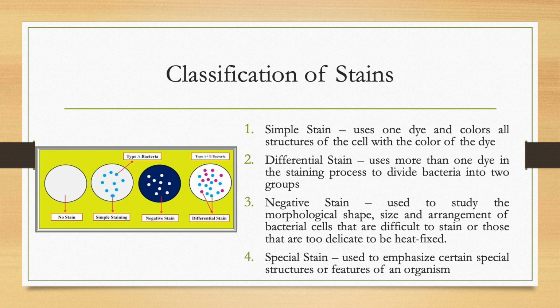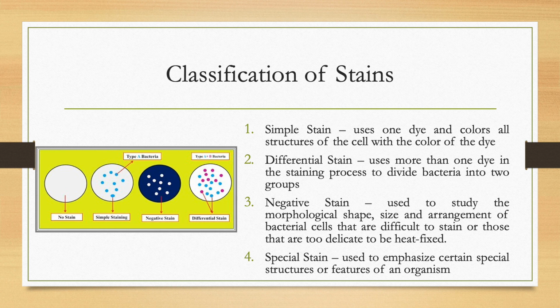The first is the simple stain, which only uses one dye or one color to stain the entire structure or the whole cell. Right? Then we have your differential stain, which uses one dye in the staining process to divide bacteria into two groups.